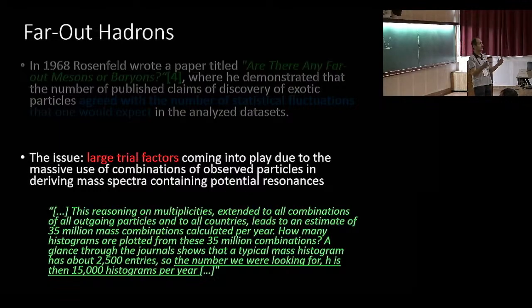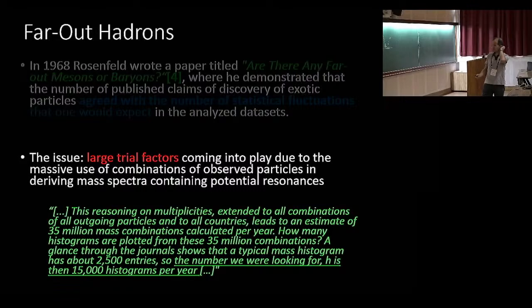You are testing for the mass of the particle being 100 MeV and then 110 MeV or 120 MeV or GeV or whatever you have. So you're doing it many times. The probability of a fluctuation multiplies by the number of times that you are testing.